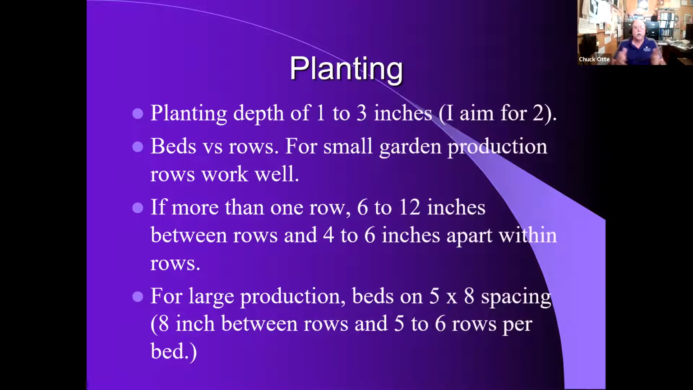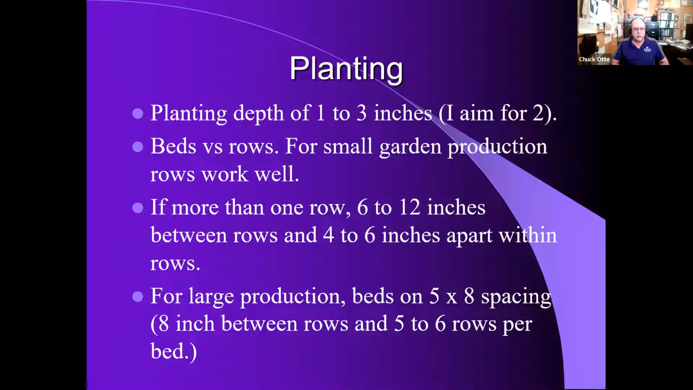Planting depth, basically 1 to 3 inches. I aim for 2. Beds versus rows. For a small garden, rows work just fine. If you're only going to have 1 or 2 rows, it doesn't matter. If more than 1 row, 6 to 12 inches between the rows. And then I like to space mine 4 to 6 inches apart within the row.